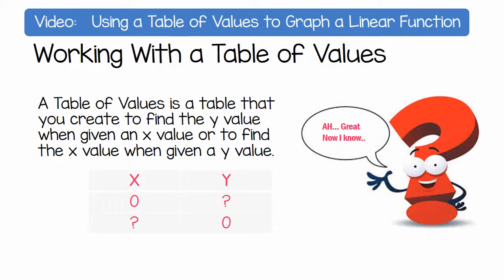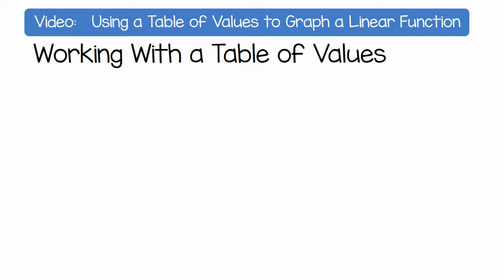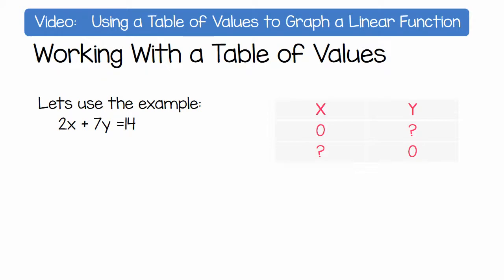You would have one column, you would label x. You would have one column, you would label y. In the second row, you would put a 0 for x and a question mark for y because we don't know what that value is at this moment. In the third row, you would put a question mark for x and a 0 for y. Now you're ready to investigate. Now we need to fill that in. But we need an example, and here happens to be one.